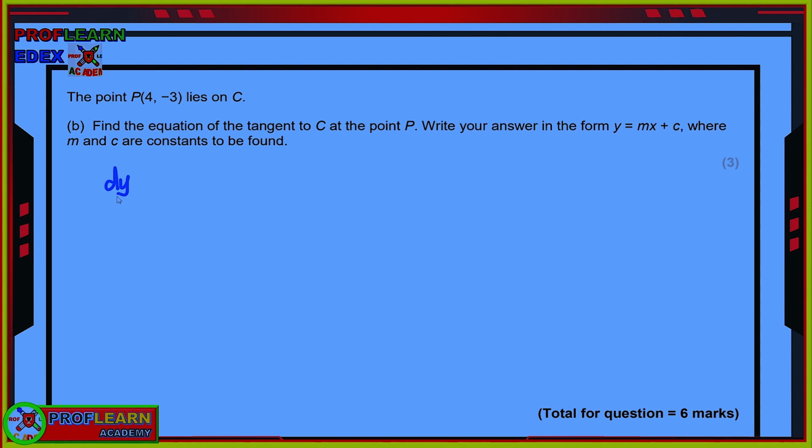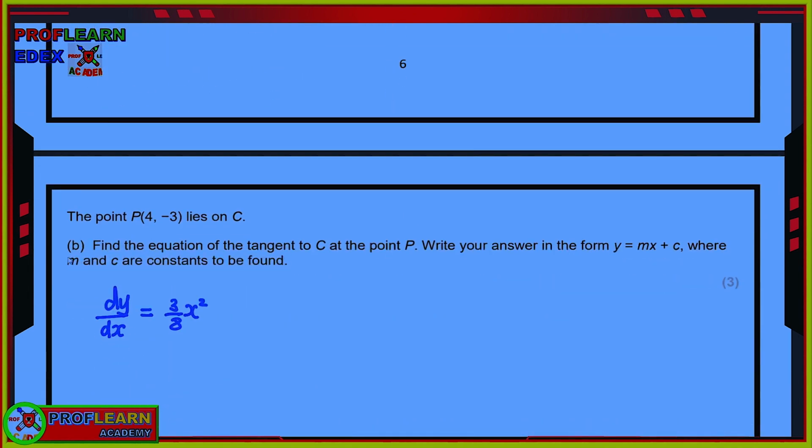The point P for negative 3 lies on C. Find the equation of the tangent. The previous question we did the equation of the normal. Now this is the equation of a tangent. So we already have dy/dx, which we differentiated in the previous section.